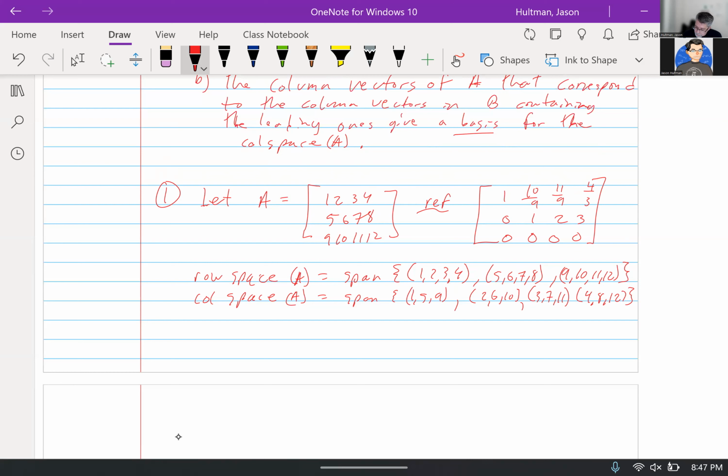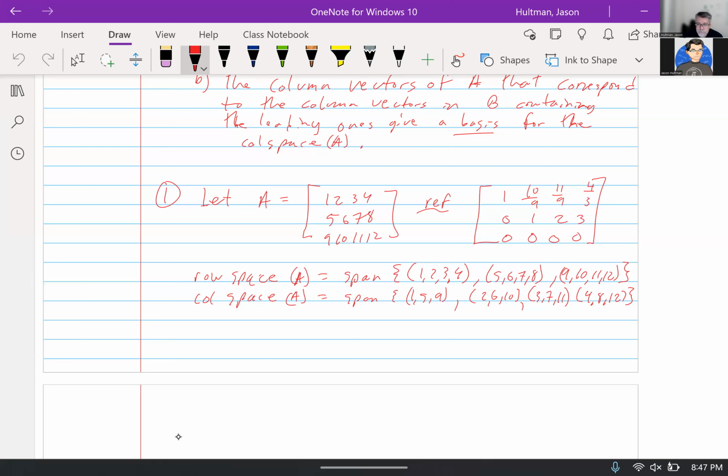So that's kind of interesting. We only need two row vectors to form a basis for the row space, because there's only two linearly independent vectors here. The third one is a combination of the other two.